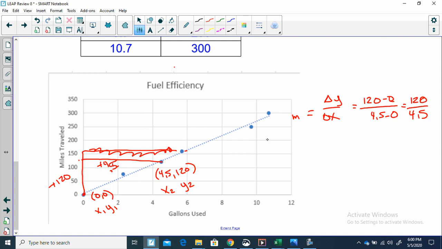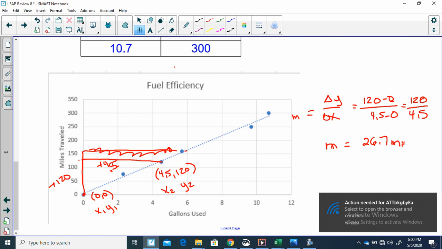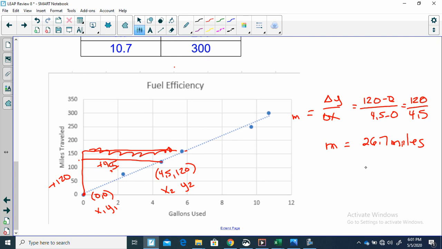I've got 26.7. So my slope is 26.7. Remember, y is miles and x is gallons, so it's 26.7 miles per gallon. That's my fuel efficiency, 26.7 miles per gallon. Any questions on that one? Well, I guess you can't really do questions with me, but that's how that works.